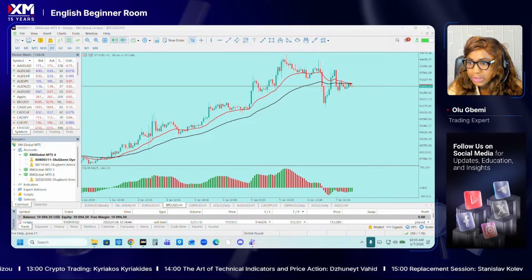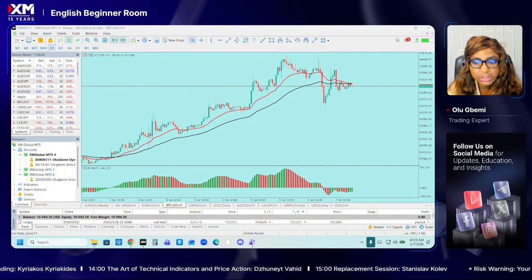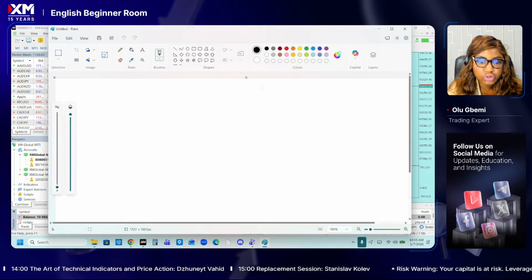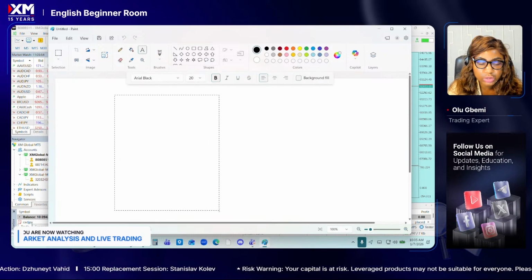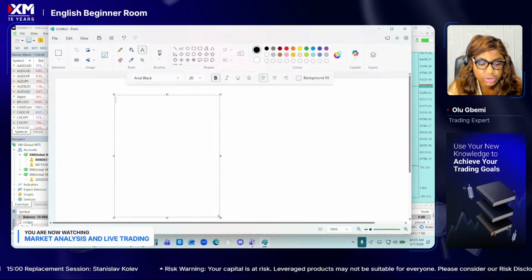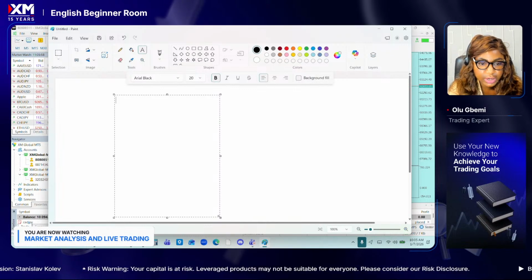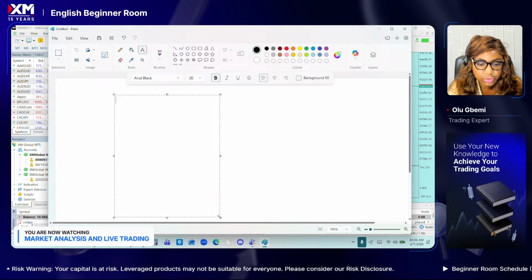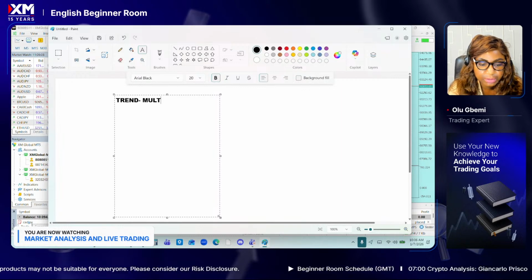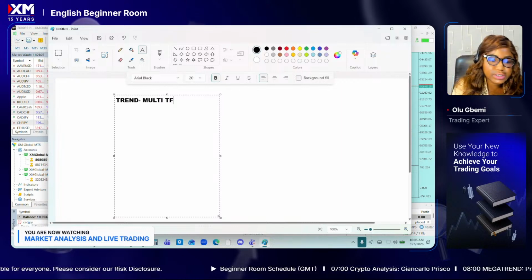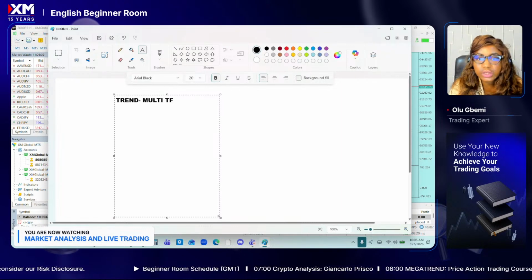I'm going to type this out in Paint so that you can follow through as I explain each of the processes of what we are looking out for. So the first thing we are going to look out for is the trend, right? We're going to find the trend using multi-time frame. So that's the first thing. We will look at what the trend is.